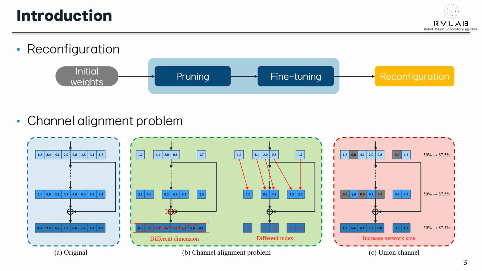Next, after fine-tuning the pruned network, we need to remove unimportant channels through a reconfiguration process to achieve real acceleration. During this process, we need to be careful when dealing with shortcut connections that are commonly used. The reason is that they can cause the channel alignment problem. The channel alignment problem is a significant drop in performance after removing unnecessary channels due to different dimensions or indices between layers involved in shortcut connection. To solve this problem, one can utilize the channel union technique, but the size of the network may increase.